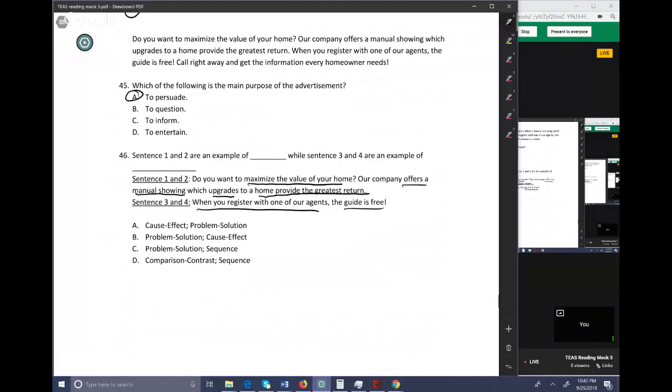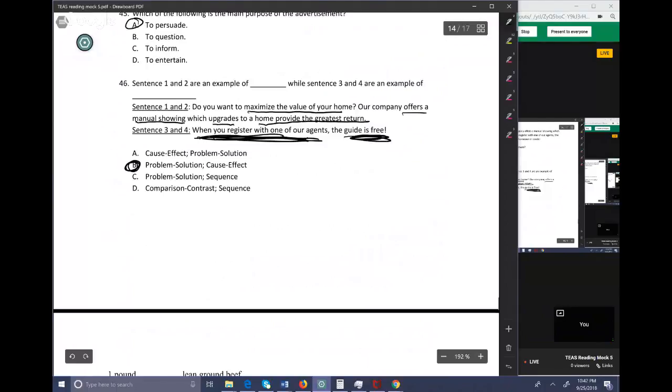So what they're getting at here is that sentence 1 and 2 is problem and solution. They're not saying that maximizing the value of your home is a problem. They're saying it's something you want to achieve, and they're calling it a problem for that reason. And the solution is that the company offers a manual showing upgrades. So problem, solution, followed by cause, effect. If you register with an agent, then you get a guide for free. So this is the cause, this is the effect. So you have problem, solution, and then cause, effect.